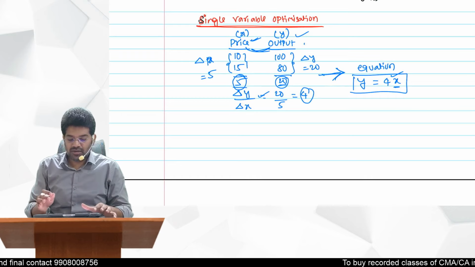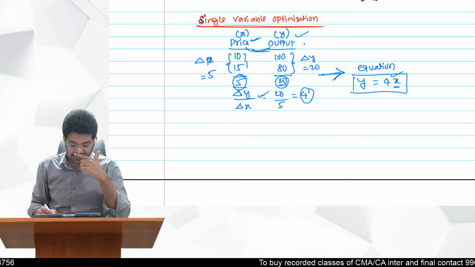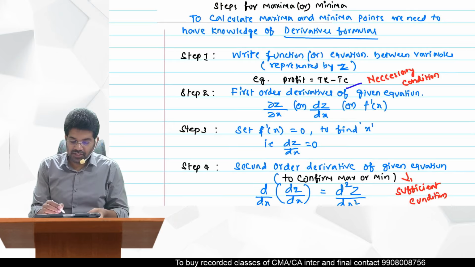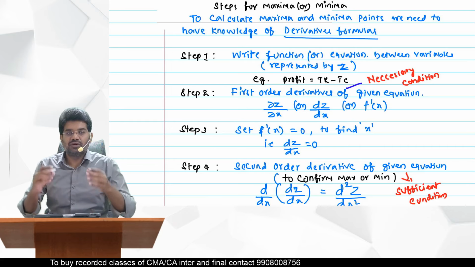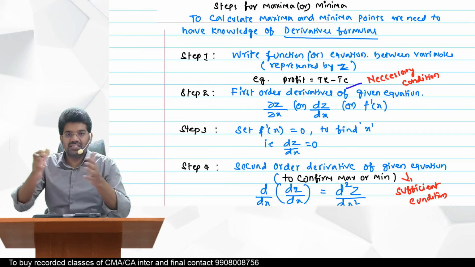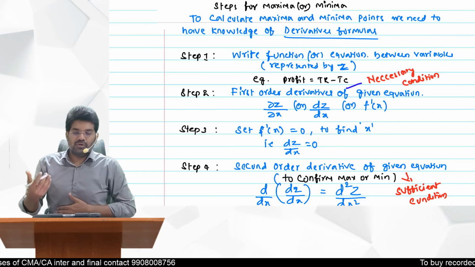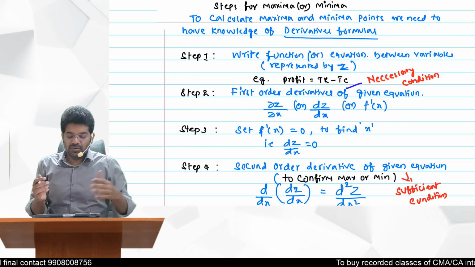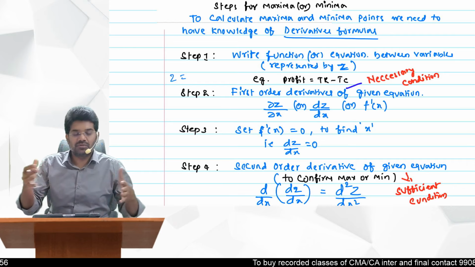Now let us go back to our summary notes. That is exactly the first step I have written here. Write the function or equation between variables represented by z. So the function will be represented by z is equal to, say for example, profit is my objective, maximization of profit, then total revenue minus total cost. So that will be in the form of z. So something like z is equal to, the equation will be.